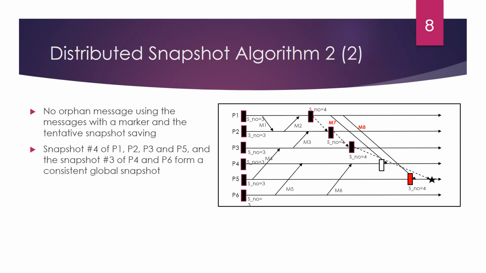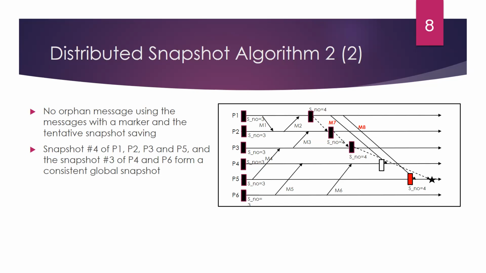The messages M7 and M5 in the right figure carry the marker. On the receipt of this message, P4 and P5 take a tentative snapshot. P5 eventually receives the marker message and participates in the coordination marked by the star. In this case, P5 does not take a new snapshot at the point marked by a star. Instead, it uses the tentative snapshot.